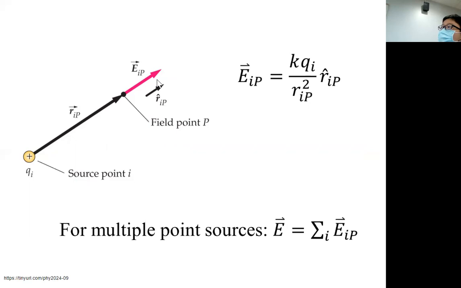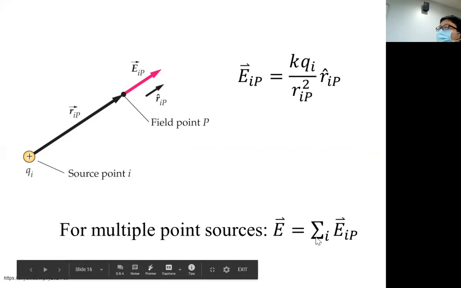If you have multiple point sources, for example other points here and there, the electric field over there should be equal to the summation of the electric fields produced by each of the point charges. Again, electric field is similar to electric force. It's a vector, so when you are doing the summation, you want to do vector addition.